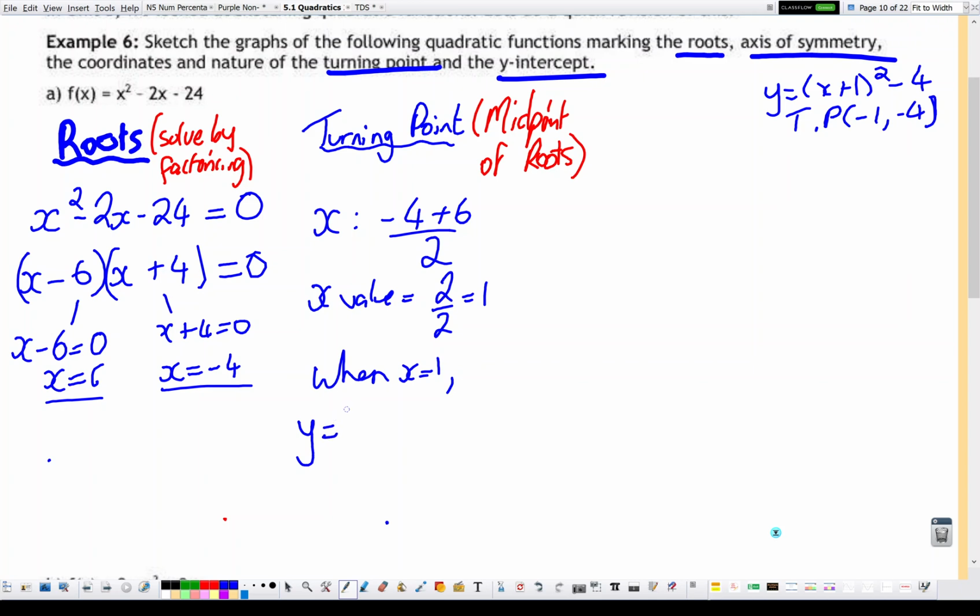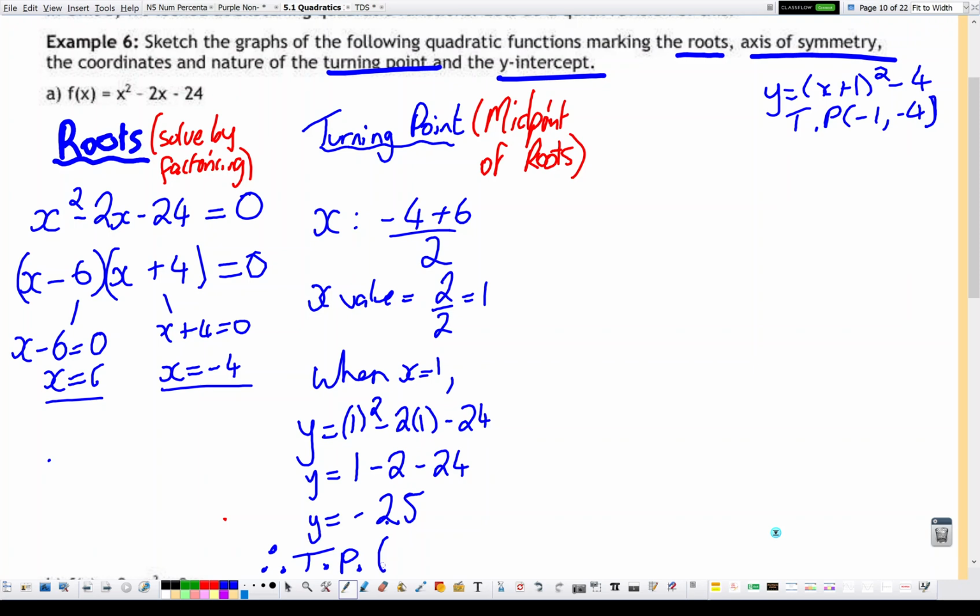y equals, and all I have to do is substitute my value of 1 in for x. So go back to your original f of x. So that's going to be 1 squared minus 2 times 1 minus 24. So that is 1 times 1 is 1, minus 2 times 1 is minus 2, minus 24. So 1 minus 2 is minus 1, minus 1 minus 24 is minus 25. So that turning point is therefore 1, minus 25.